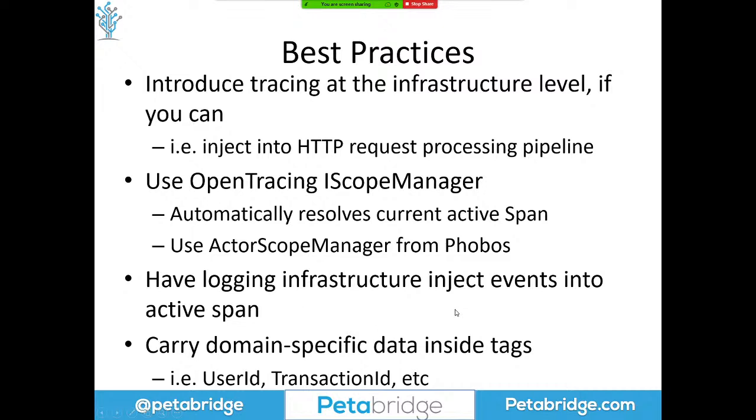Phobos does this automatically for Akka.NET, and I believe the OpenTracing infrastructure does this automatically for ASP.NET Core. This is useful because it helps form a more contextual picture of where those logs fit. So we're going to end up duplicating our logging data. It's going to live in both Seq, our log aggregator, and our distributed tracing system, but they serve different use cases in each of those environments.